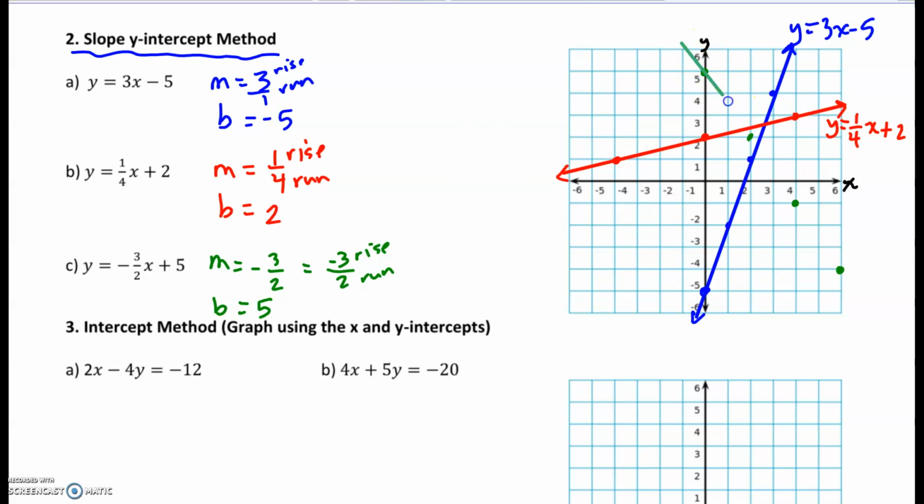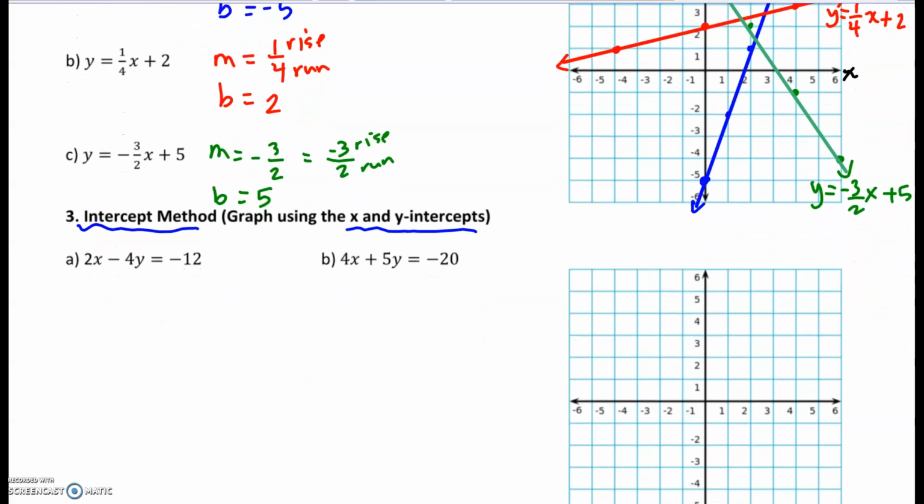So let's now draw our line. Good. And we'll put arrows on the ends and we'll label with the equation. So that's y equals -3/2x plus 5. Okay, so that was the second method of graphing, the slope y-intercept method. And here is the third method, the intercept method, and that's where we graph using the x and y intercepts.